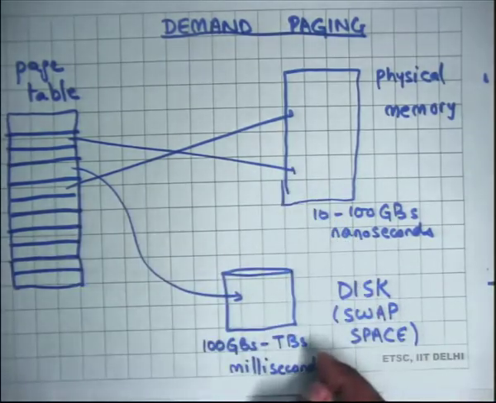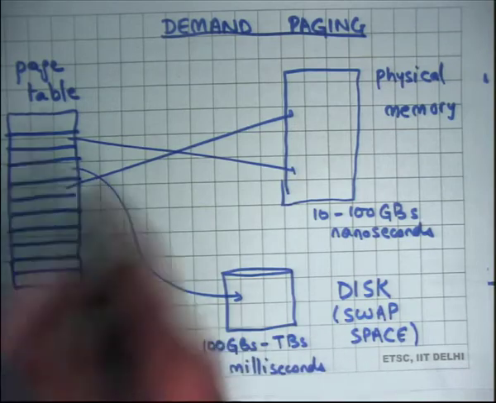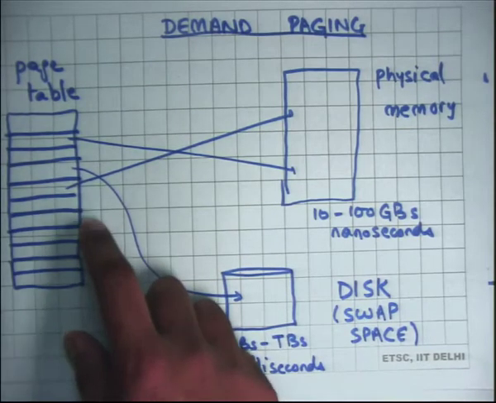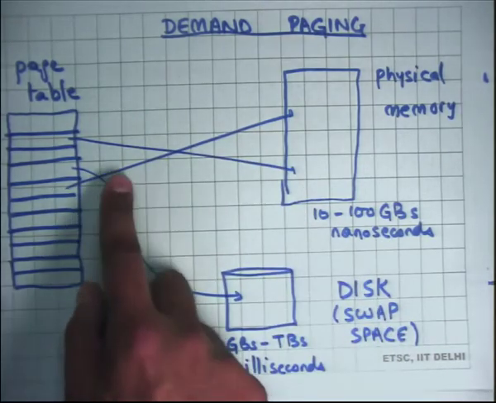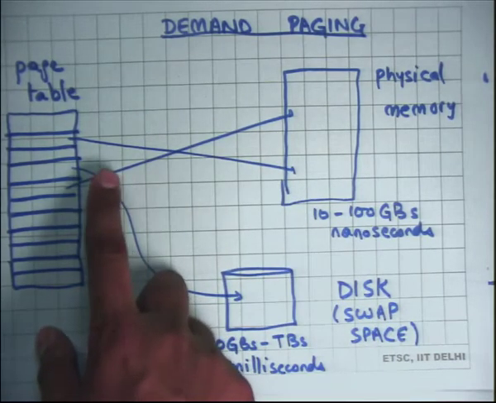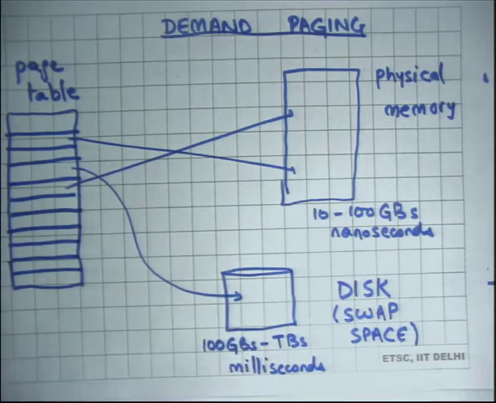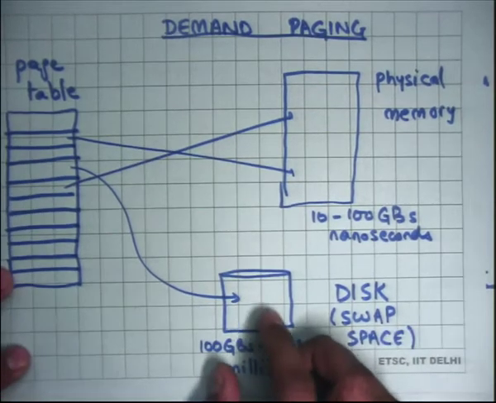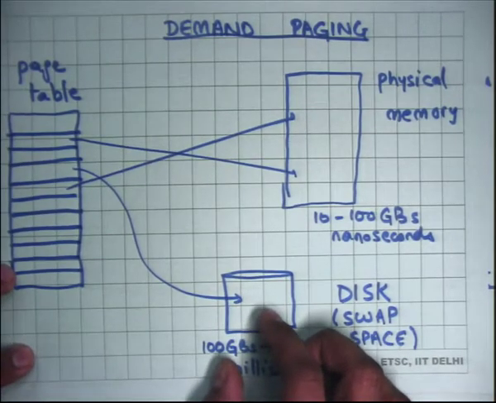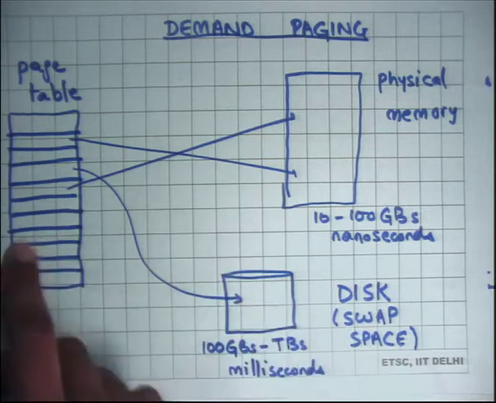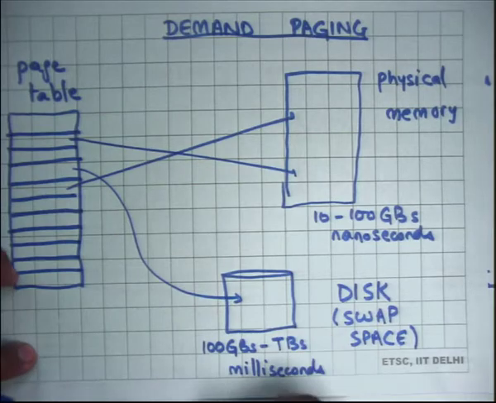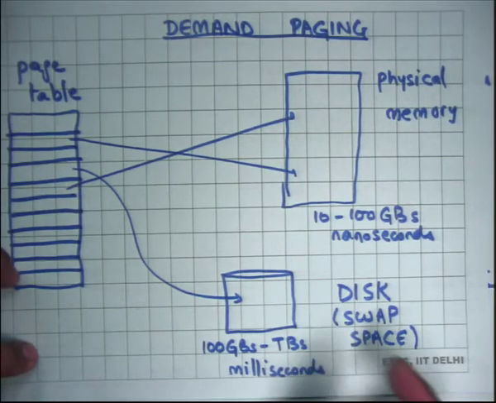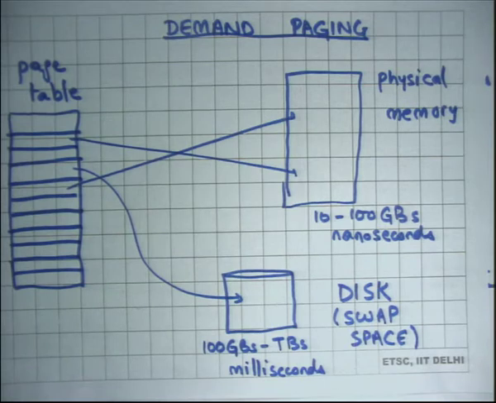Other parts of this virtual address space may be present in the disk. And so if this is the page table and these slots are the pages, then some of these pages will have mappings to the physical memory, and some of them will not have mappings to the physical memory, and logically speaking they will have mappings to the disk. This area where you store the virtual memory pages in the disk is also called the swap space, or the swap partition, if you may have heard on different operating systems.